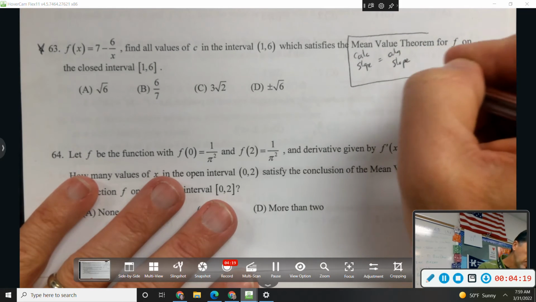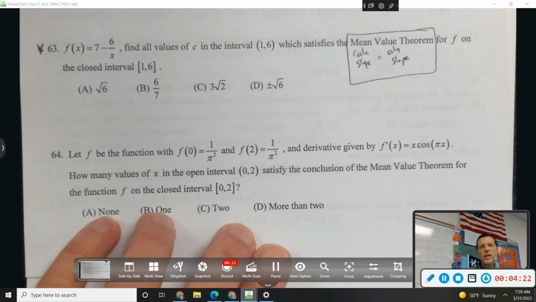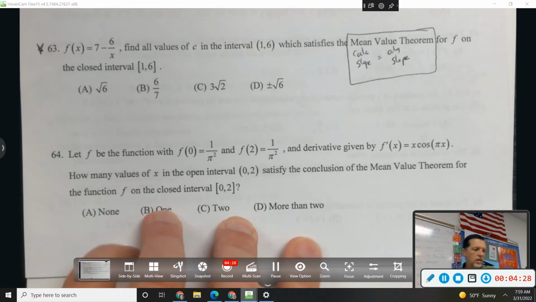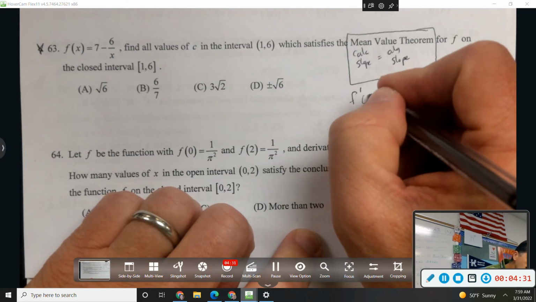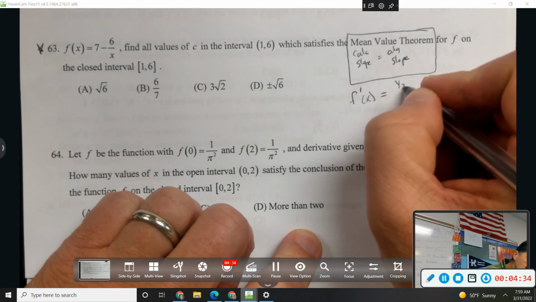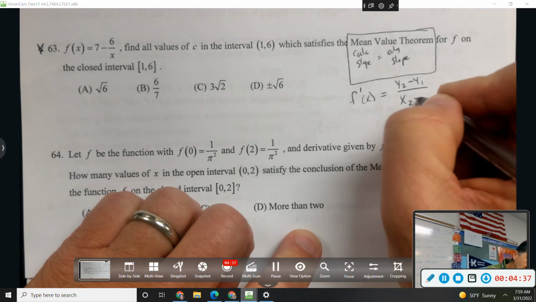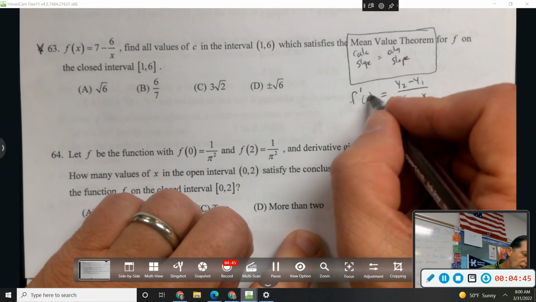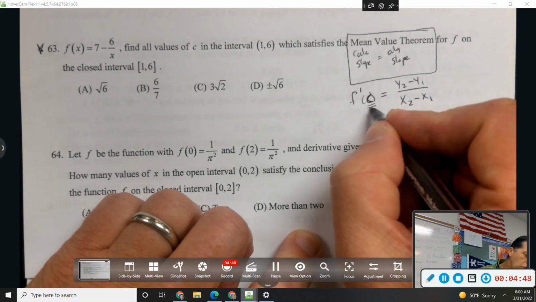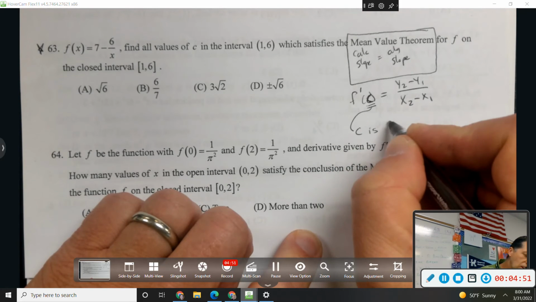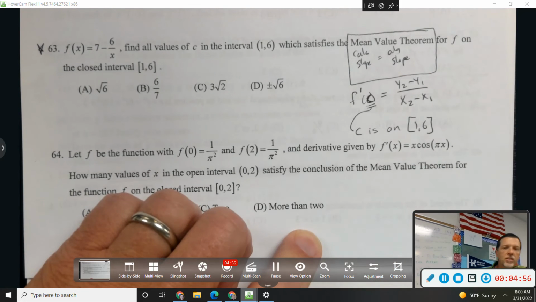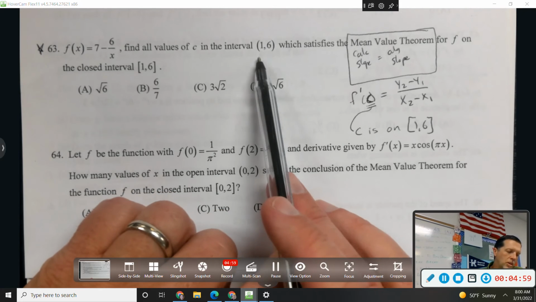Mean value theorem. The mean value theorem is basically that the calculus slope equals the algebra slope. Right, so you take a derivative and you set it equal to good old algebra 1, y2 minus y1 over x2 minus x1. And I guess the conclusion is that where that happens, C is between A and B. So for this one, it would be 1, 6. So your answer has to be between 1 and 6.